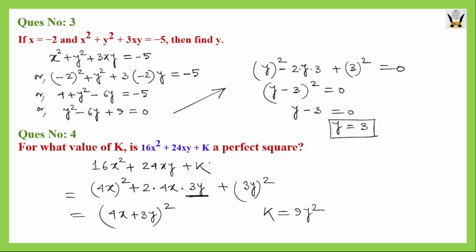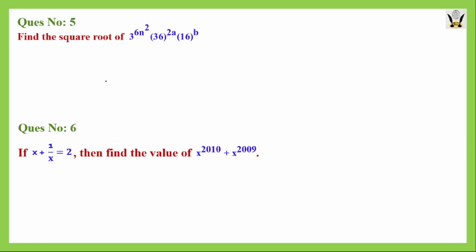Here k itself is the square value, that is the b square term. So it will not be 3y, rather it will be 9y square. Now in the next question we need to find the square root of that given expression.